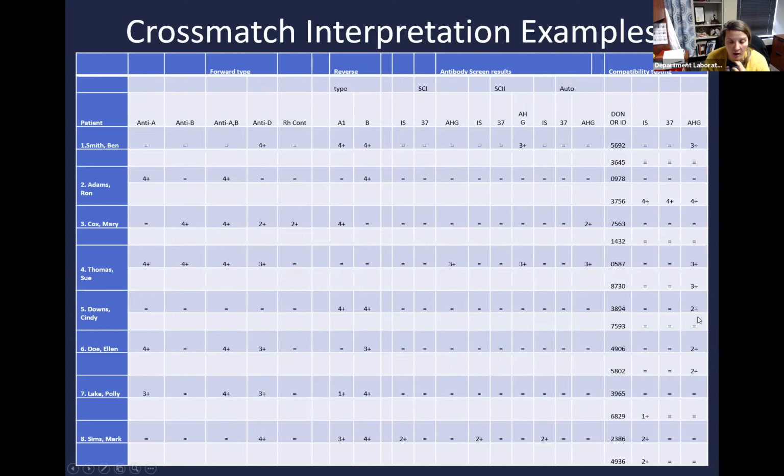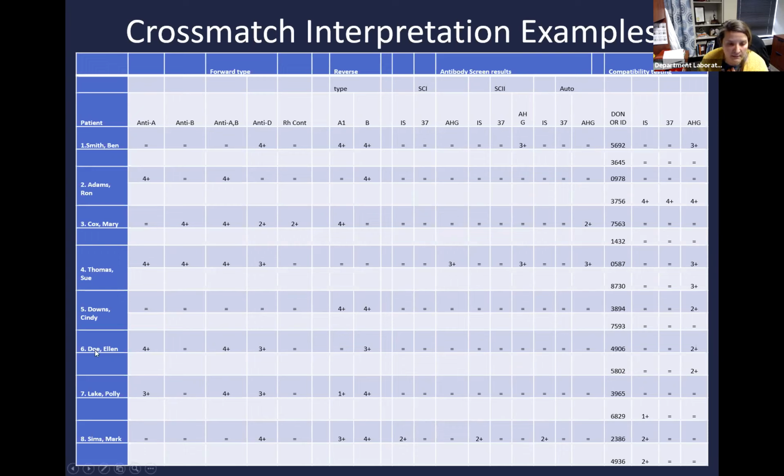That's another possibility. And what you would want to do here is we could do a DAT on this unit to test that. So anytime you have an unexpected incompatible cross match, we want to investigate why. Does our patient have a circulating allo antibody that wasn't detected, or is it a positive DAT in our donor?